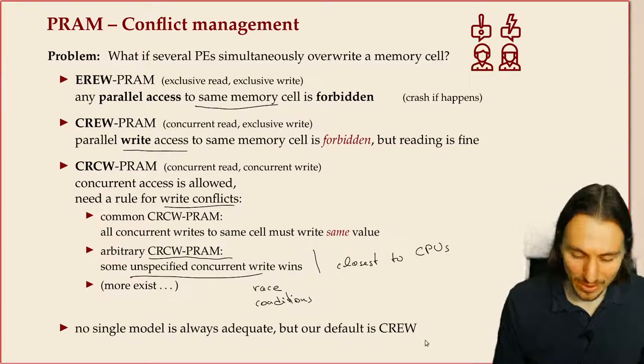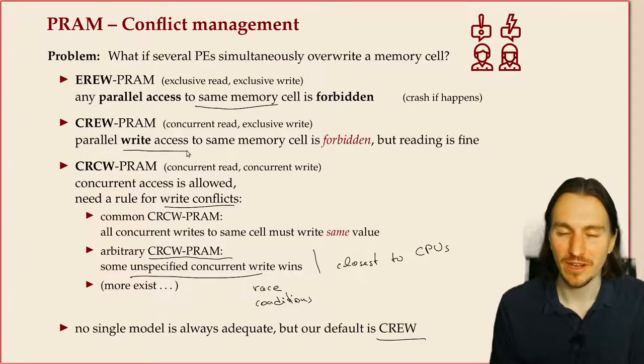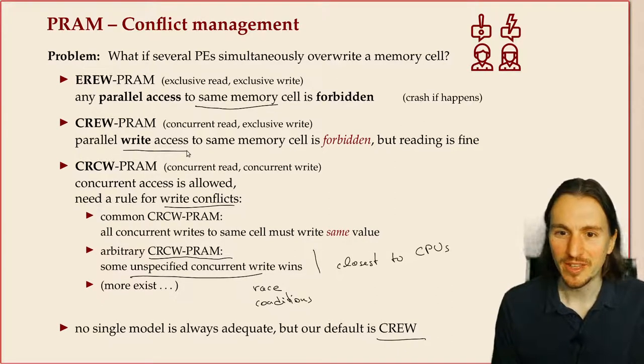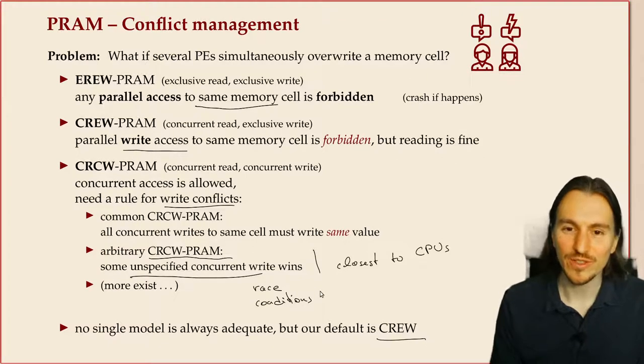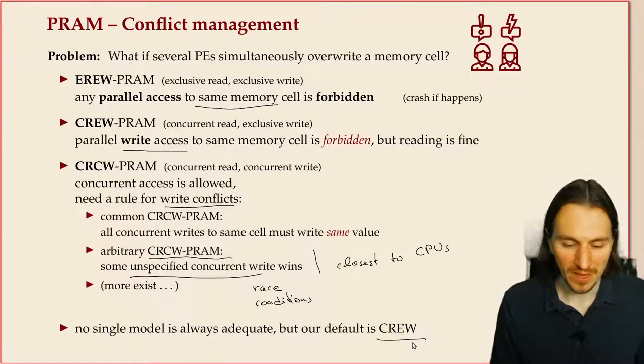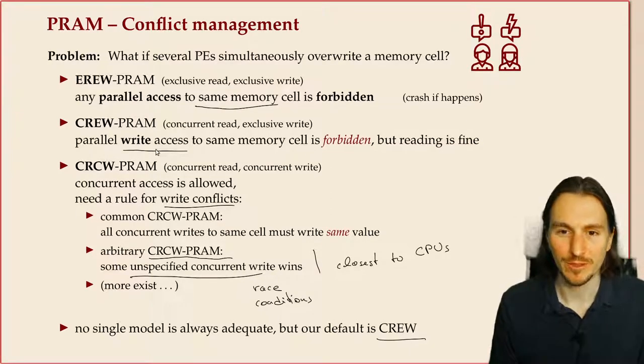In theory, we mostly work on the CREW PRAM, so we don't allow concurrent write access. This might seem a bit restrictive, but it really means we restrict the algorithms that we allow. And if you look at the practical solutions for concurrent programming, they actually try to do software tricks to come closer to this. So it's a reasonable decision to focus on this one. And it means we have to take care in our algorithms that we never write to the same memory cell at the same time with different processing elements.